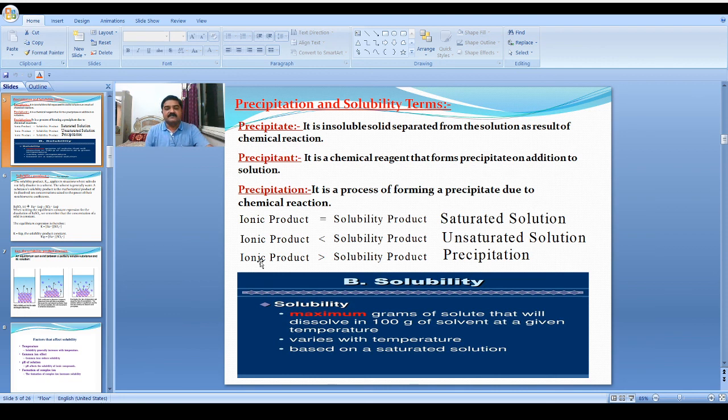Then we have to switch over to solubility. Solubility means the maximum grams of solute that dissolve in 100 grams of the solvent at a given temperature. So here it is how much amount of the solute will be dissolved at a given temperature or at room temperature, and it varies with the temperature. If we increase the temperature, automatically the solubility will increase, and it is based on the saturated solution here.